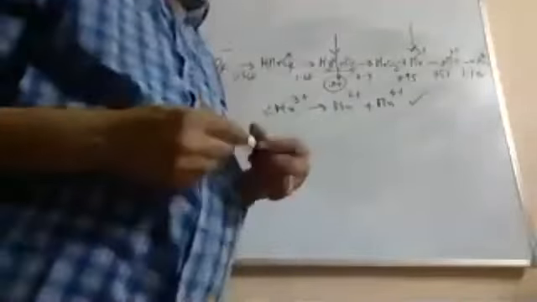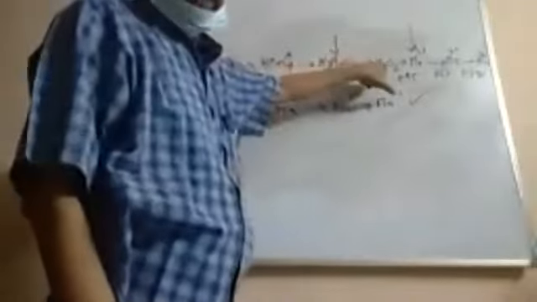Is it 5 plus? No wonder you would have never seen manganese in pentavalent state in water. Because pentavalent manganese disproportionates into tetravalent manganese and hexavalent manganese. So you will never see manganese 5+.